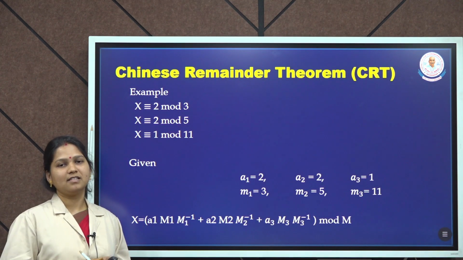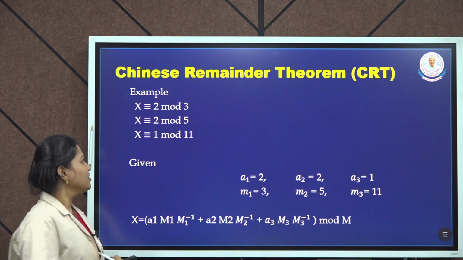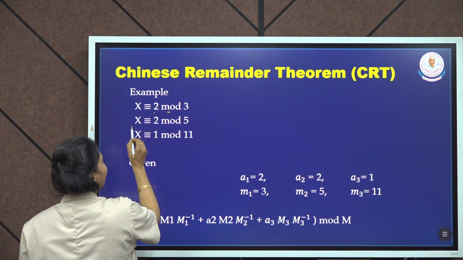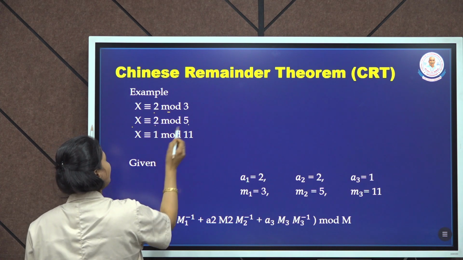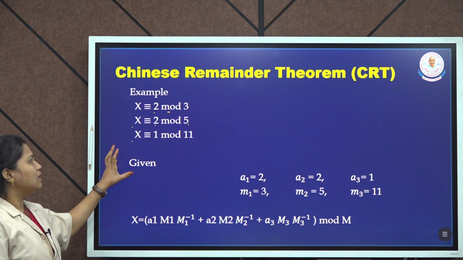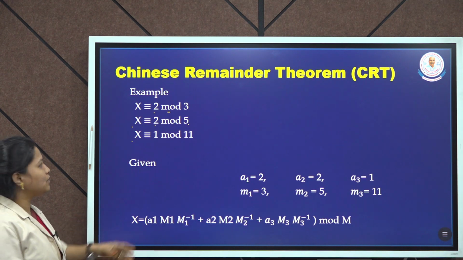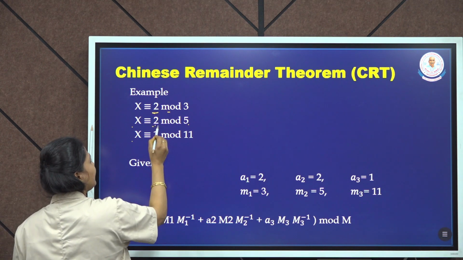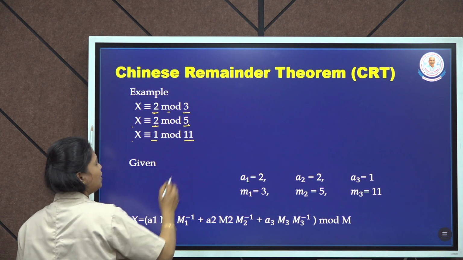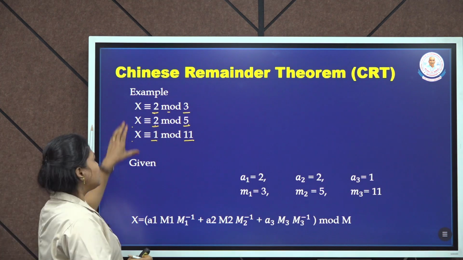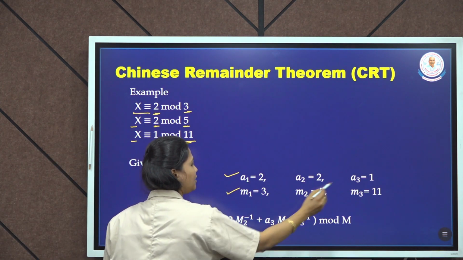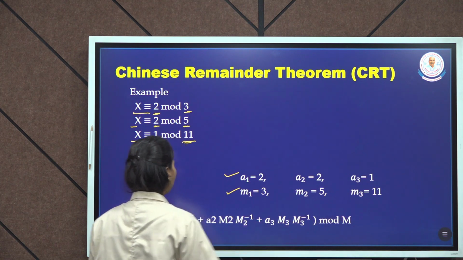Let's see a simple example sum for the Chinese Remainder Theorem. So x is congruent to 2 mod 3, x is congruent to 2 mod 5, x is congruent to 1 mod 11. From this problem, we are going to take the given values. These are a1, a2, a3 and m1, m2, m3. Totally we have here 3 different congruence equations. So we got the a1, a2, a3 values and m1, m2, m3 values.